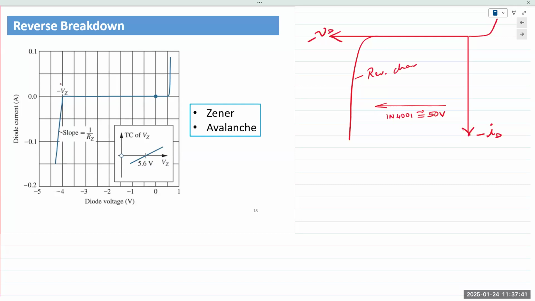Sorry, that's 1N. The 1N indicates it's a one junction device. A transistor would be 2N. So 1N indicates a one junction device. 2N means it's a two junction device, like a BJT or an FET. And so where? Oh, reverse characteristics.